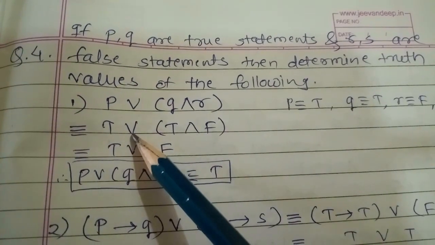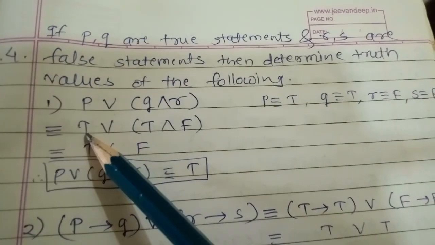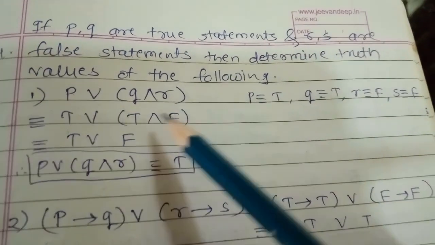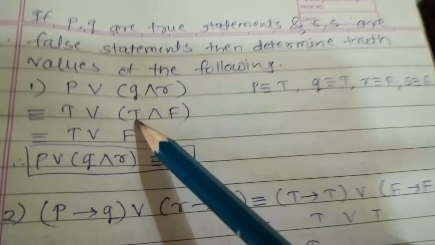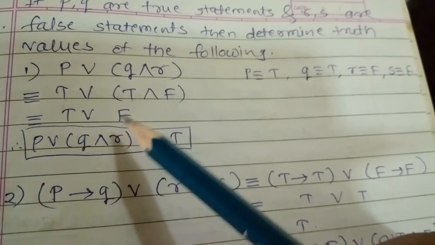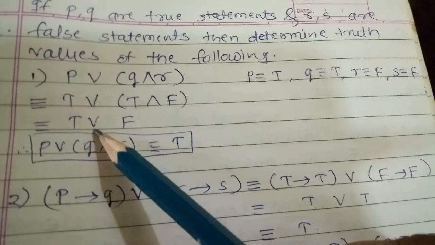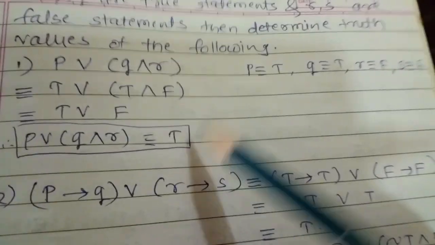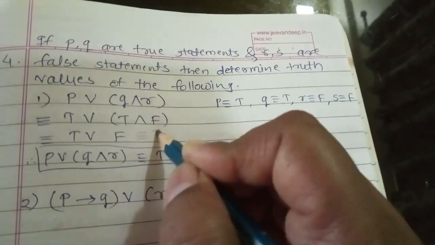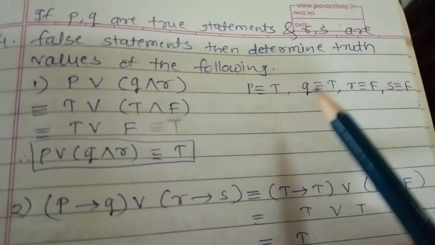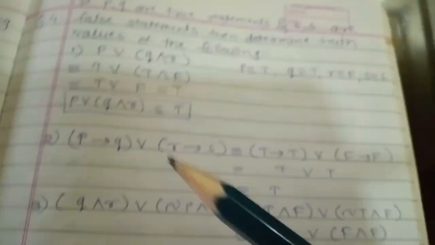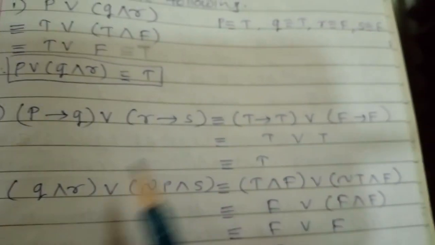So T, because the truth value of P is, you are given, T, the sign is as it is, Q also T and R is false. So first we are going to solve the bracket. You know that T conjunction F is F. So T disjunction F. From this table you know that T disjunction F is T. Here also we can write that it is T. And so the final answer is T. We just have to put down these values, see your truth table, and write down the answer, because in every example you have to use the truth table, so you have to learn it.